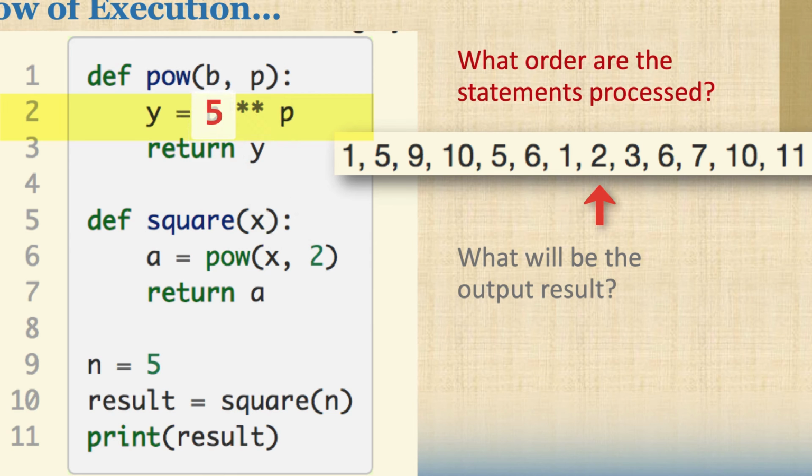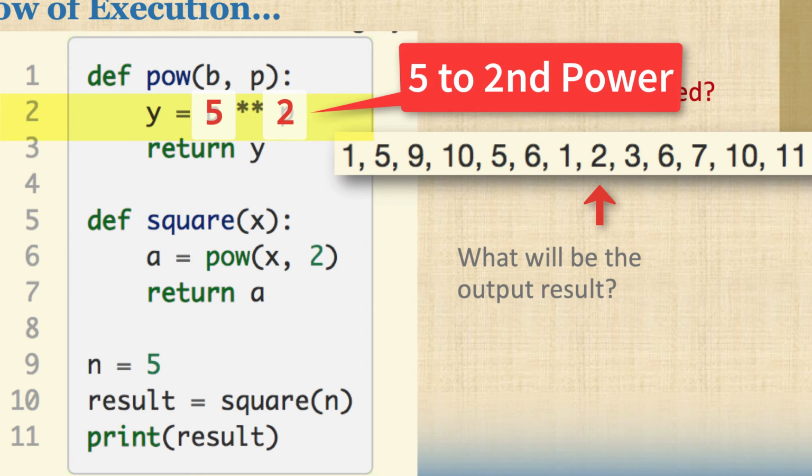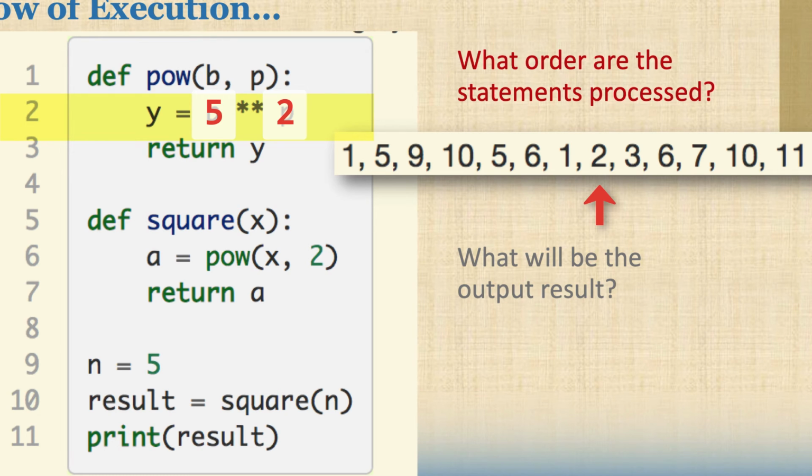So it's saying y equals 5 to the second power, meaning it's going to square 5. So that's what it's using from the POW function. So it's going to square 5 and return 25. So y is going to be held as 25. And then it's going to go back to 6 because there's an a there that's holding that. So now that the function's finished, a is going to hold whatever that value is.